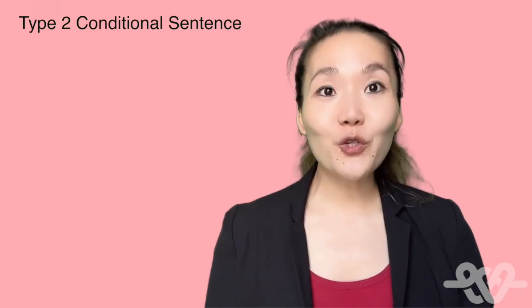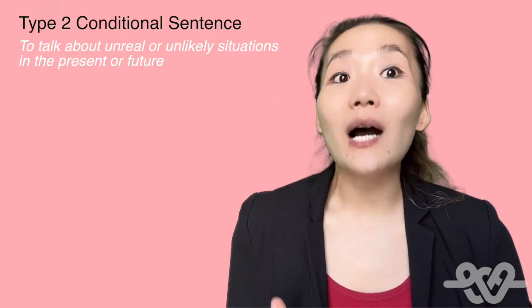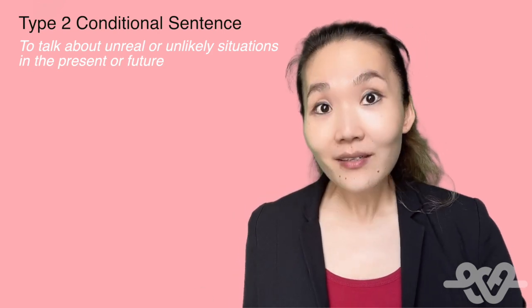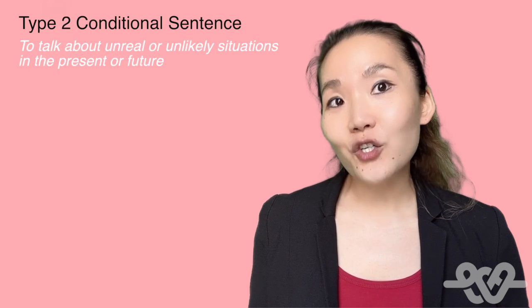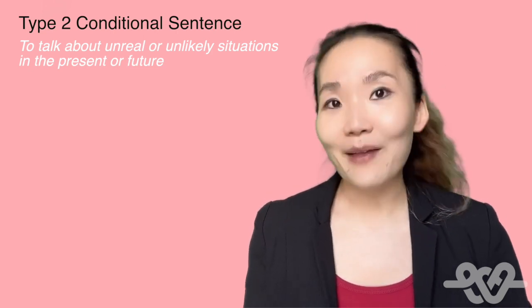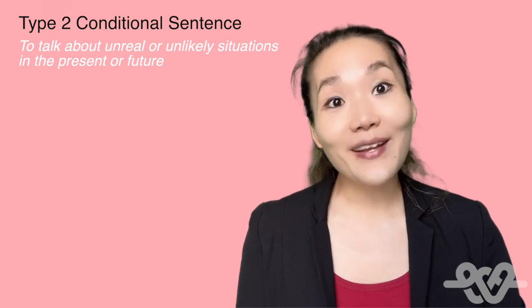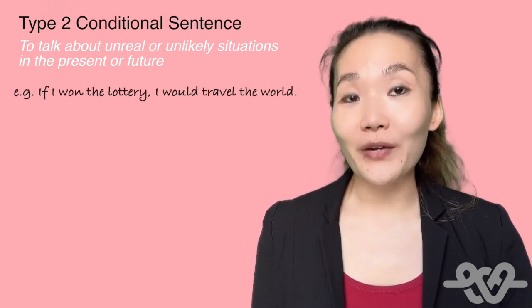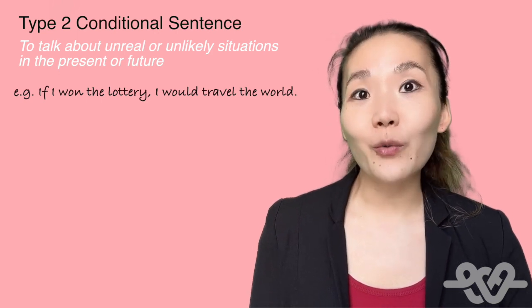We use type 2 conditional sentences to talk about unreal or unlikely situations in the present or future, where the condition is not expected to be fulfilled, and the result is hypothetical. Let's take a look at some examples to understand it better. For example, if I won the lottery, I would travel the world.